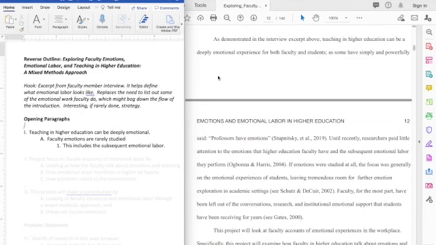Let's flip over to the reverse outline and take a look at how I took this paragraph apart. Roman numeral I, teaching in higher education can be deeply emotional. That was the topic sentence. A, faculty emotions are rarely studied. 1, this also includes the subsequent emotional labor. Now there's one more sentence there that kind of repeats A, that faculty have been rarely studied, so it would be kind of redundant to put that back in the outline. So I'll just leave it at that.